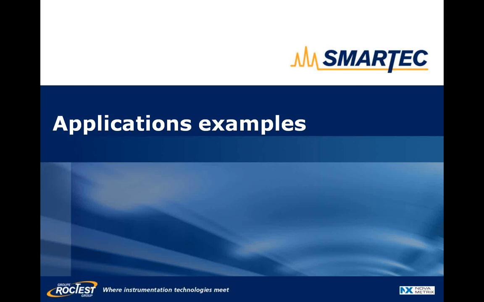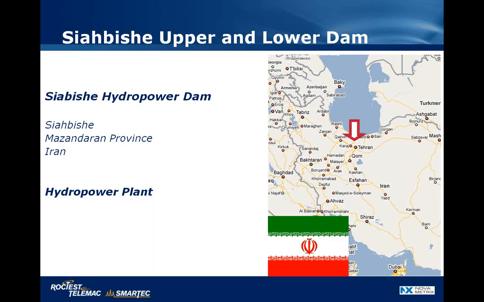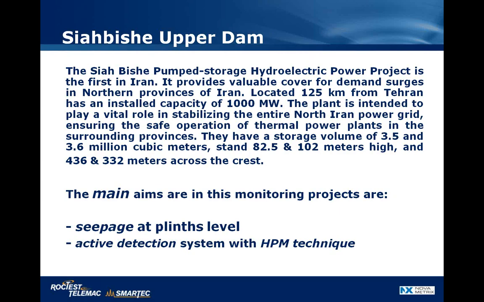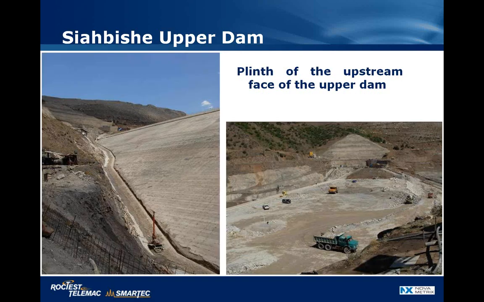Let's go now through some real applications developed by SMARTEC in the last few years. The first project I want to show you is the CRB-shaped project in Iran. This project concerns the monitoring of a pump storage hydropower plant. The main aim is to detect seepage occurring at plinth level of the two water reservoirs, defined as upper and lower dam. Two independent systems were developed to monitor each of the existing dams.